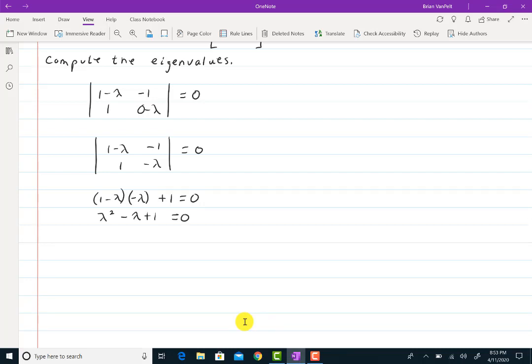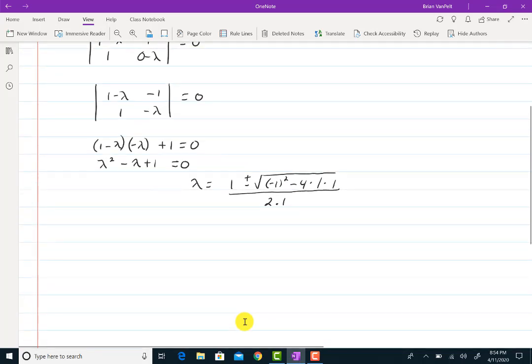I'll get lambda squared minus lambda plus 1. And to solve this, I'll use the quadratic formula. And if you remember, we get negative b plus and minus the square root of b squared, that was -1 squared, minus 4 times a times c, all over 2 times a. Let me make that times a little bit more visible in the middle. All right, then we get 1 plus and minus. Inside of the square root, I get -3.